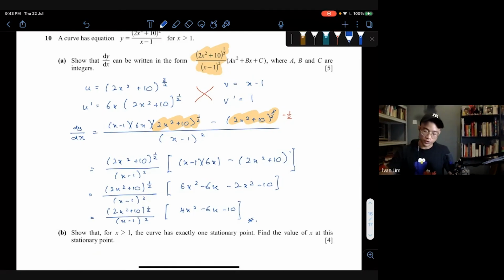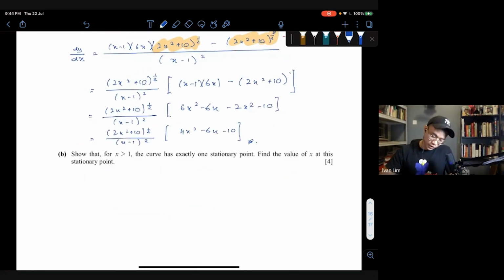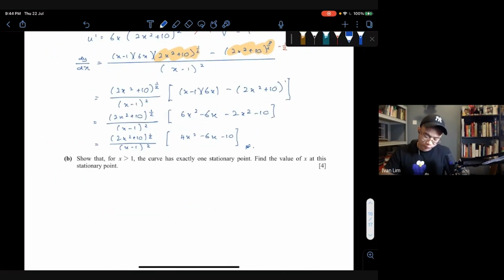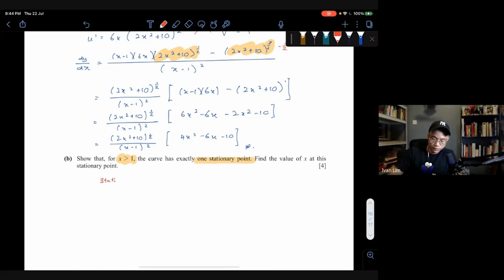Okay, let's do the very last one. Show that for x more than 1, the curve has exactly one stationary point. Find the value of x at this stationary point. So, stationary point means what? How can I prove a stationary point? dy/dx equals 0, because your gradient is 0.